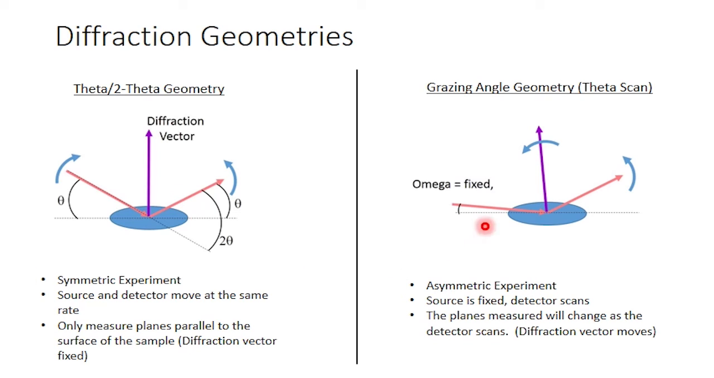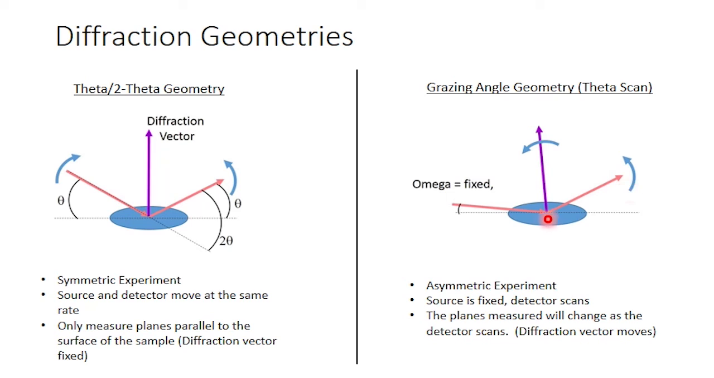Now, on the right-hand side, I wanted to show a grazing angle geometry, because I know a lot of you are going to have thin films where you may want to confine the beam to a thin region on the surface. In that case, we do what's called a theta scan. Here we're going to fix the source at a low angle, and we're not going to move it. We are only going to move the detector over here on the right.